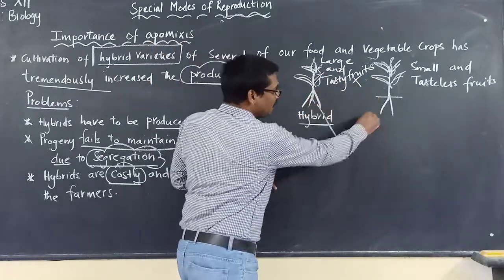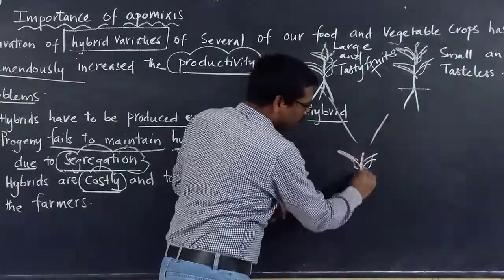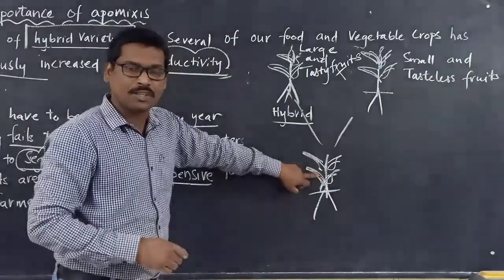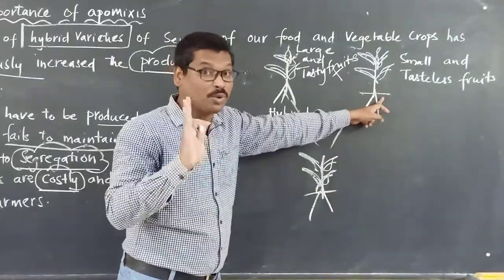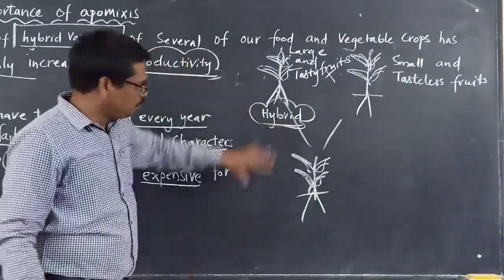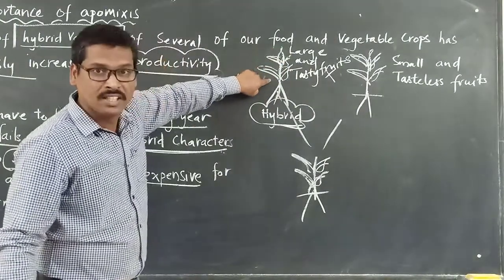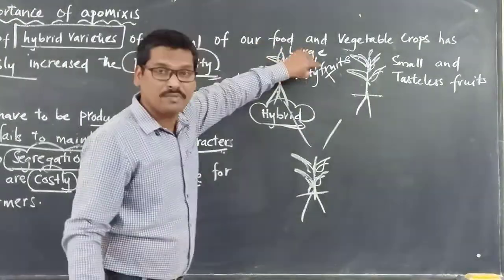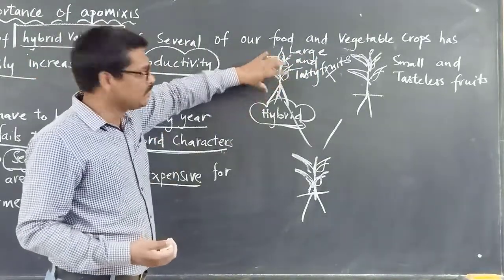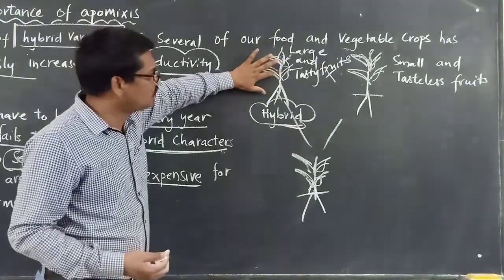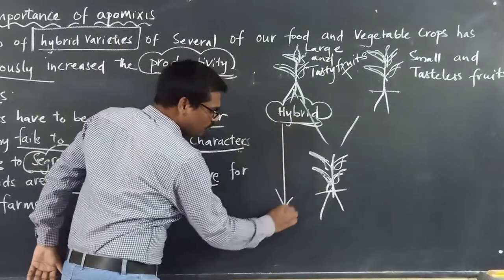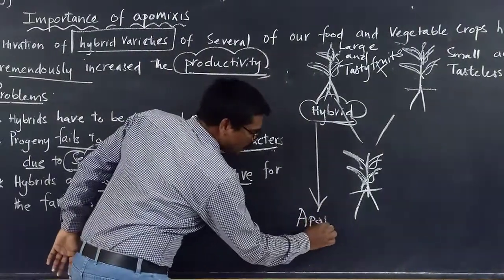If it is forming a new plant here, it will be carrying the characteristics of both the parents. But here you want only the characteristics of this parent, which we call the hybrid. You want only these characteristics, because this plant is bearing large and tasty fruits. So what can be done? The simple thing is to change this plant into an apomix. Make this plant into an apomix.